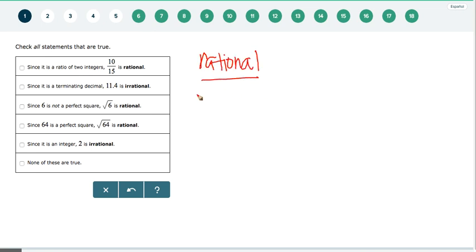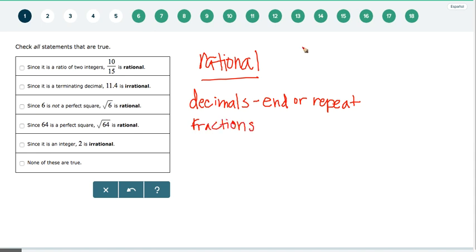Rational numbers are decimals that end or repeat, fractions. So remember, a rational number is a number that can be written as a fraction. And the square root of perfect squares.